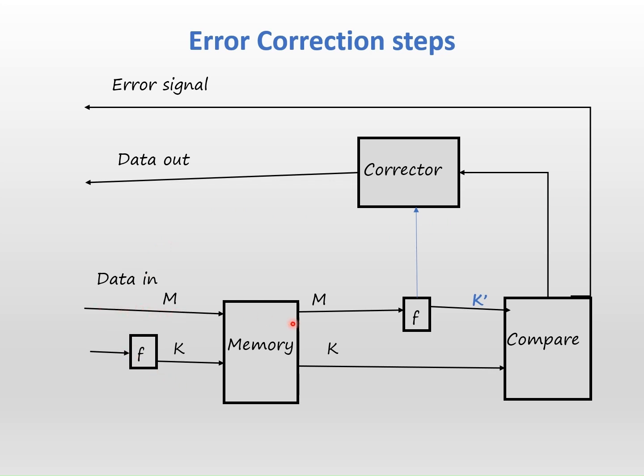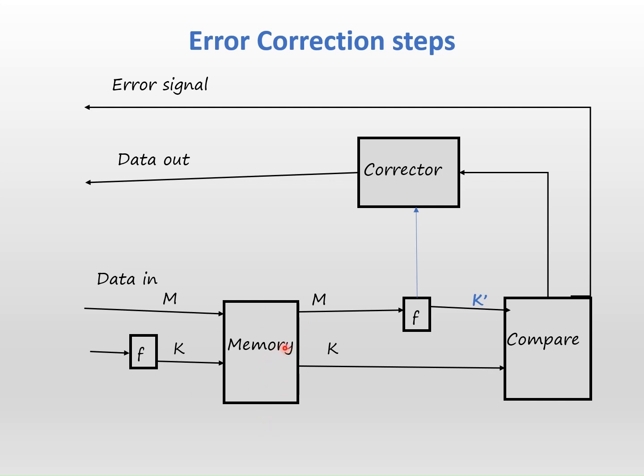When data is saved in memory, M is the number of message bits, and previously we were depicting them as data bits, right? You can call it message bits also. And K is the code bits. Codes have been determined by the generator on the encoder side, and it is saving M plus K bits here.